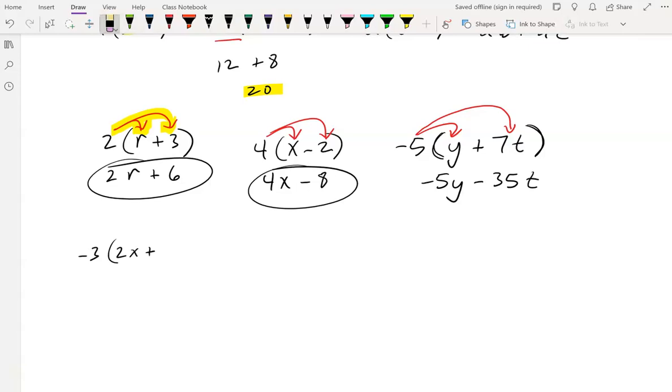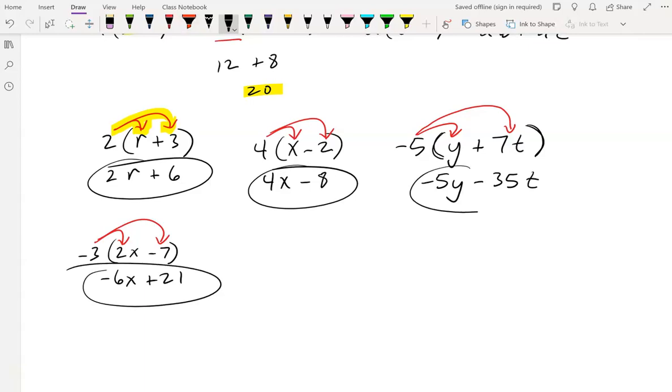plus, minus 7. Well, when I distribute my negative 3 times 2x, negative 3 times 2 is negative 6x, and then I distribute the negative 3 to the negative 7. Negative 3 multiplied by negative 7, negative times negative is positive 21. And that one is now simplified because of using distribution.